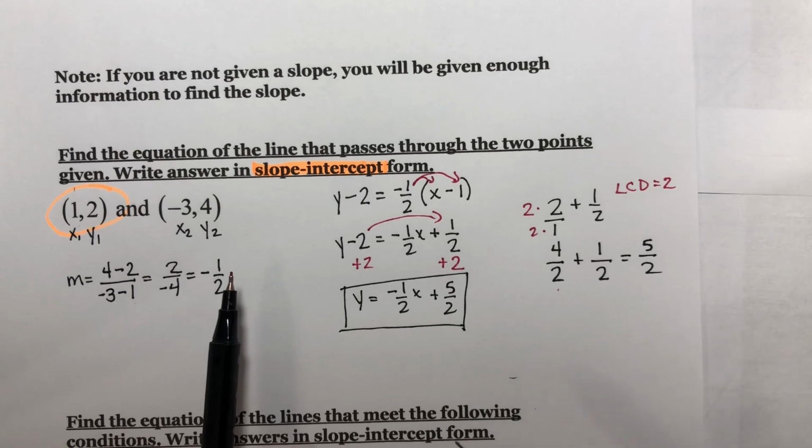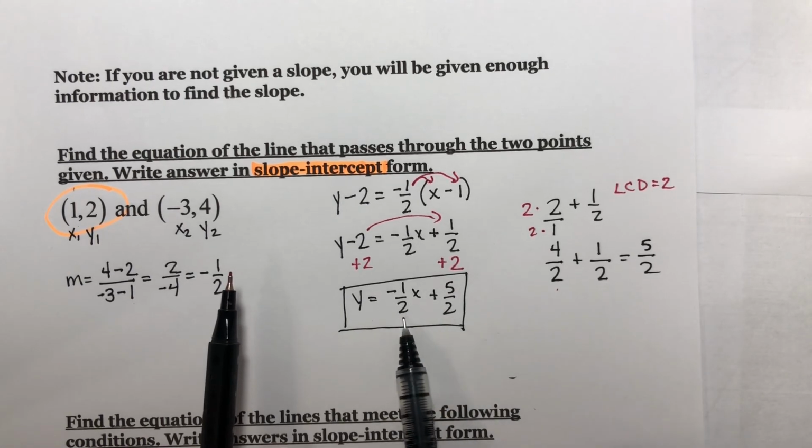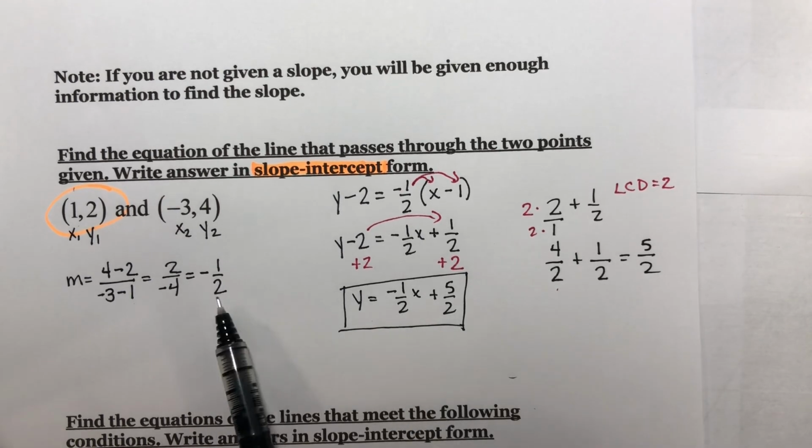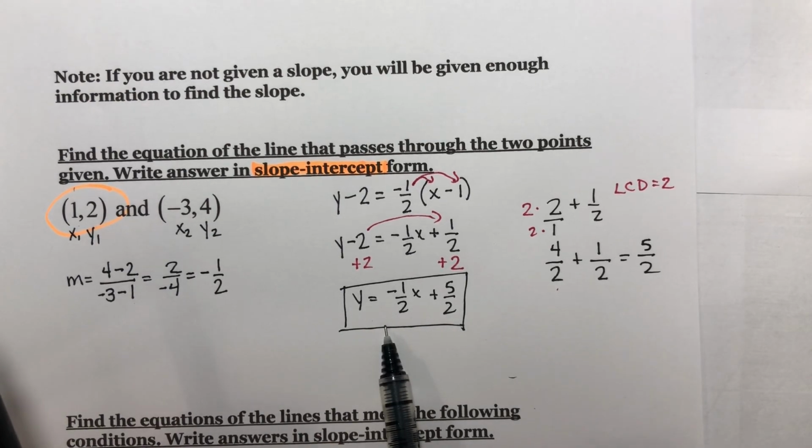One thing I want to encourage you to do is that this number right here, the number in front of your x, should be your slope. Double check it with your slope. It's a quick thing, but they should be the same number. And if they're not, you definitely made a mistake somewhere.